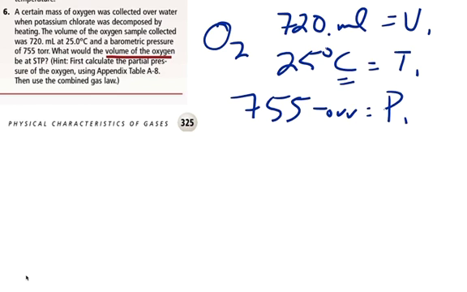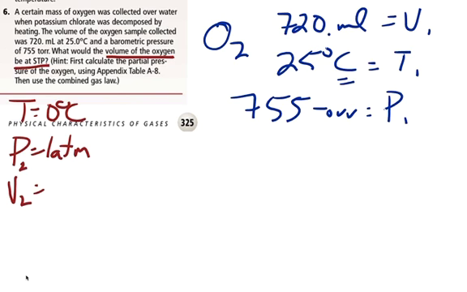Now it says, what would be the volume of the oxygen at STP? Okay, so we need to know what STP is. Well, standard temperature and pressure, if you remember from the previous podcast, is a temperature of 0 degrees Celsius and a pressure of 1 atmosphere. So we have to do a couple things here. We're solving for our V2, right? So this is our P2 and our T2.